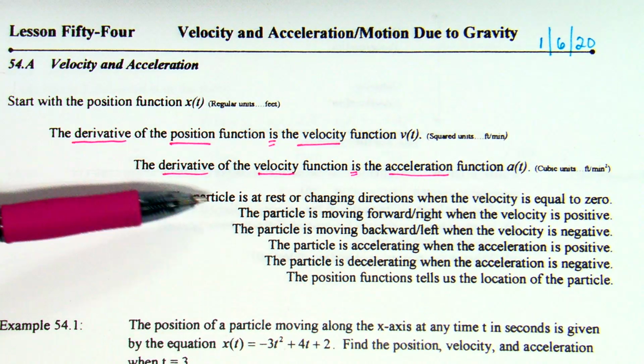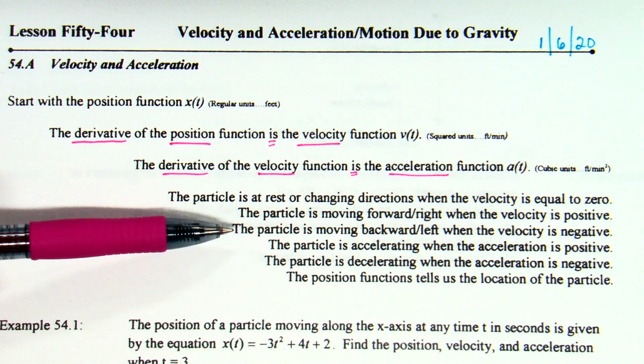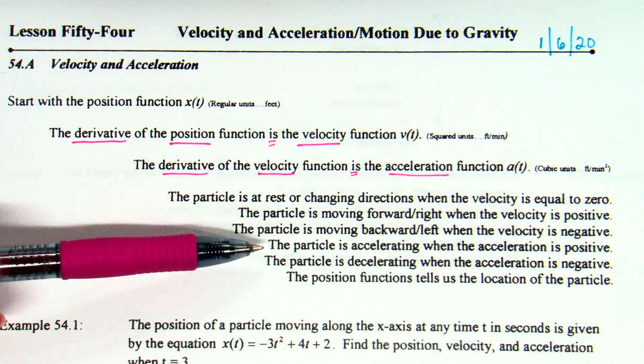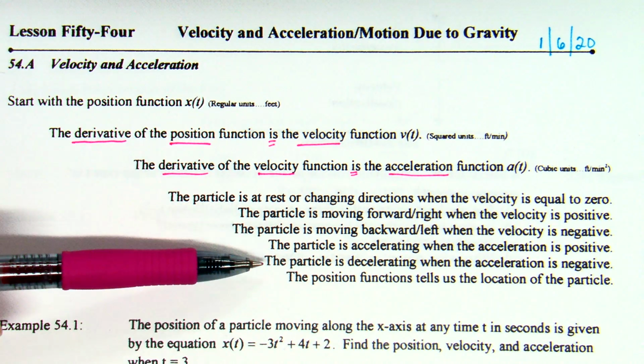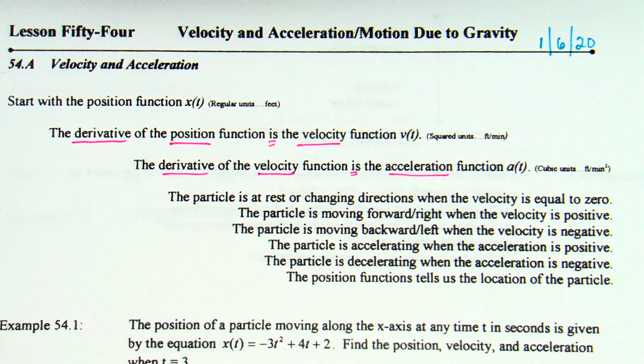The particle is moving forward or to the right when the velocity is positive. It's moving backwards or to the left when the velocity is negative. That kind of makes sense, I hope. The particle is accelerating when acceleration is positive, and decelerating when the acceleration is negative. The position function tells us the location of the particle, like where your starting point is. So this is a reference list of things to refer to.